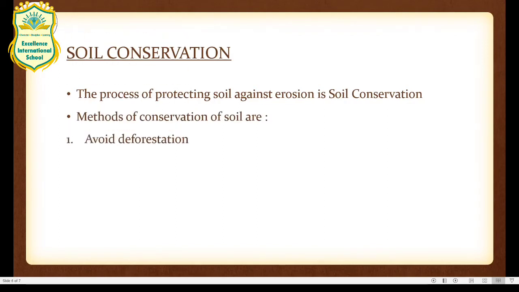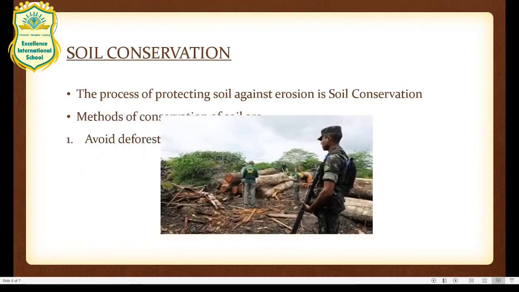First is avoid deforestation. We know that weathering takes a long time and soil takes a long time to form. So we have to conserve soil. Now what we can do is avoid deforestation. Deforestation means cutting off a lot of trees for human purposes. Trees, when they are intact and when they are in soil, will not let the soil get eroded. Therefore, we should not deforest a lot.